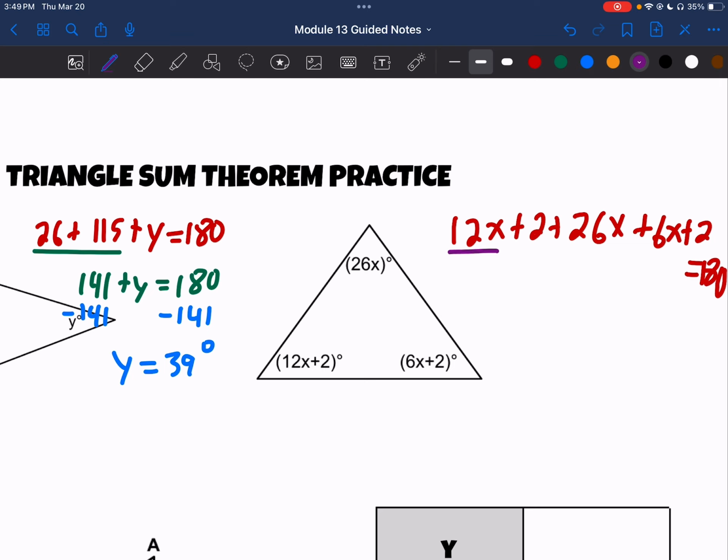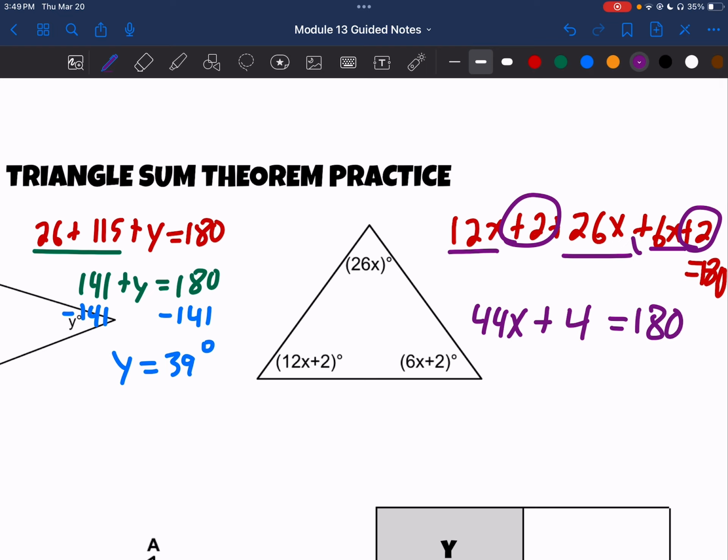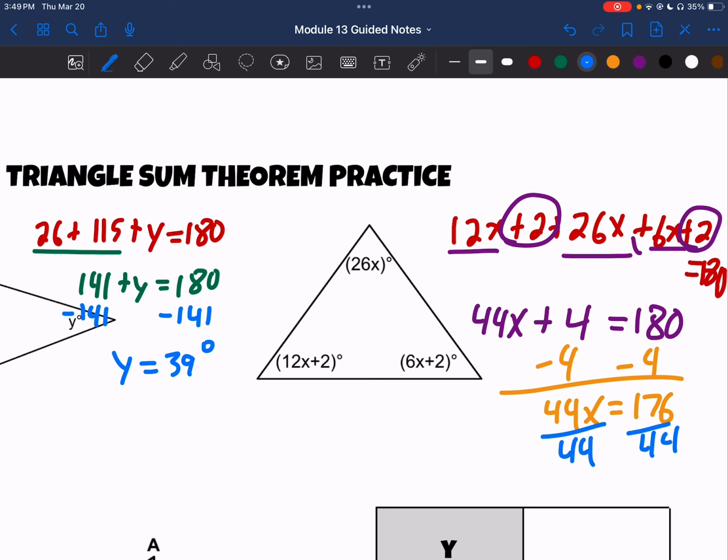All right, first step, combine like terms, 12x, 26x, and 6x. When you add those 3 together, you get 44x plus. We have a plus 2 and a plus 2, so that's plus 4 equals 180. Now I need to subtract 4 from both sides. 44x equals 176. And then we divide by 44, and we get that x equals 4.